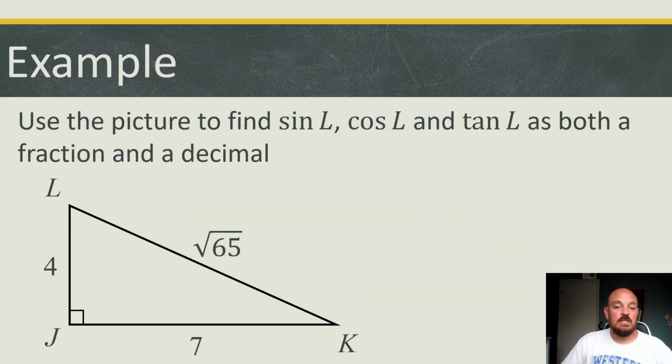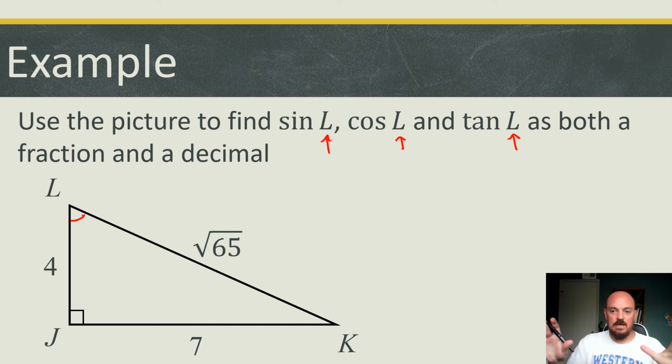So let's do this. Let's take a triangle and let's find these three things: sine of L, cosine of L, and tangent of L. Now notice each question I'm asking you about L. L, L, and L. That tells you which angle you're using in the question. L is up there. And that's what I'm going to use to label my sides.